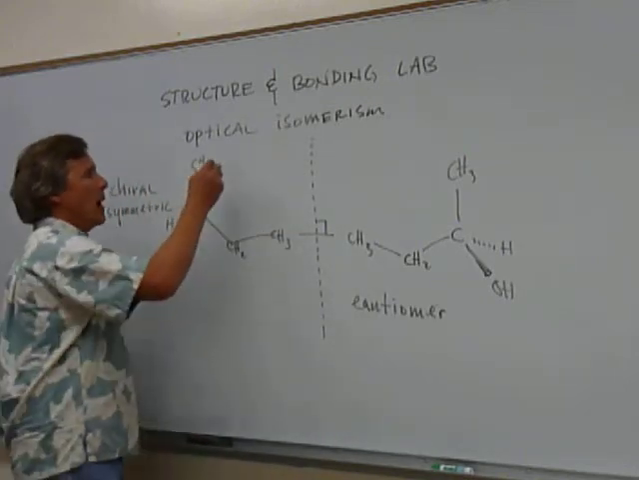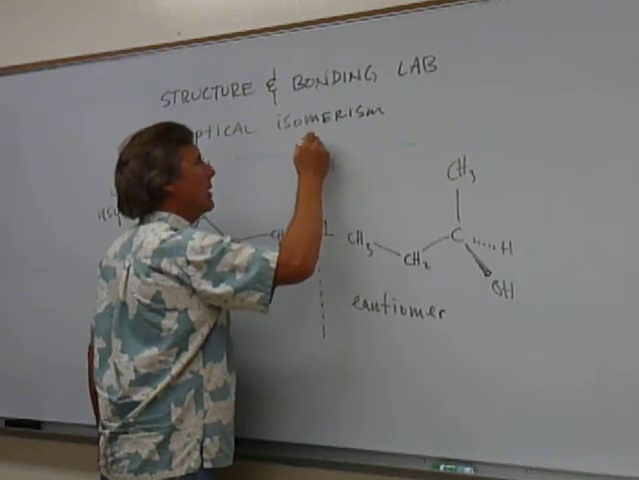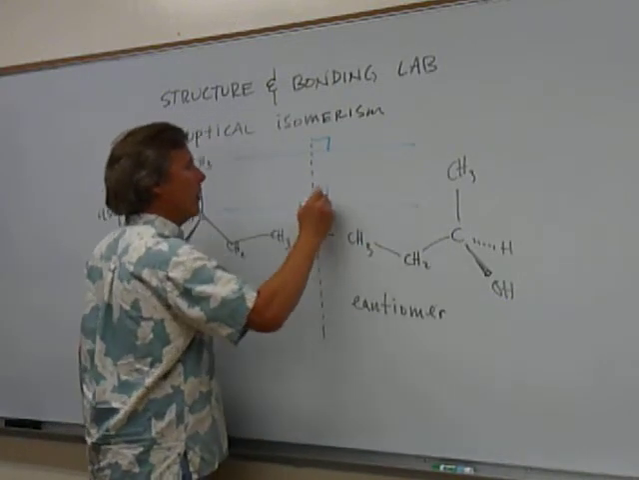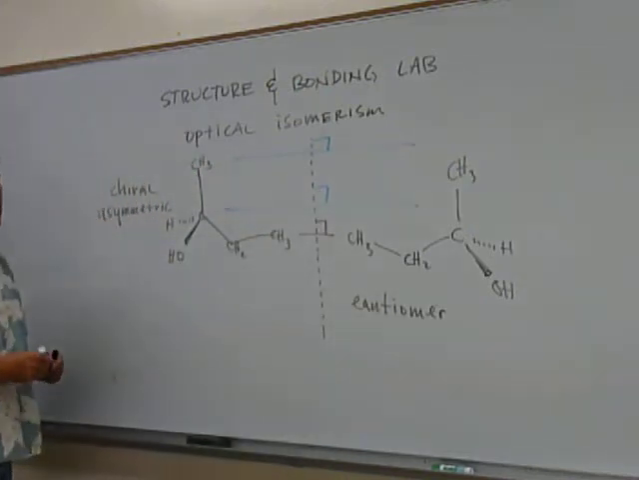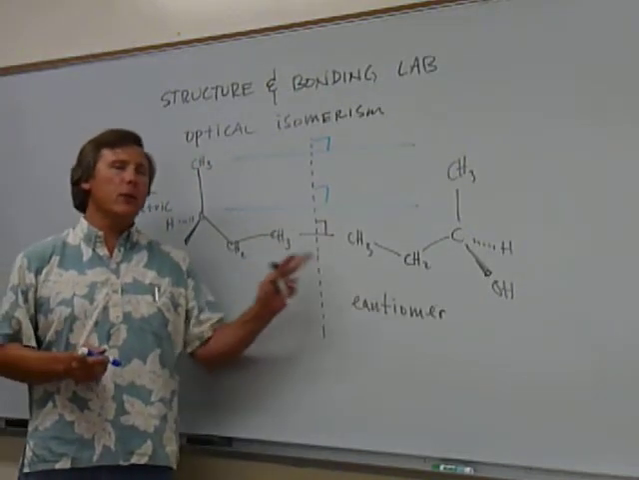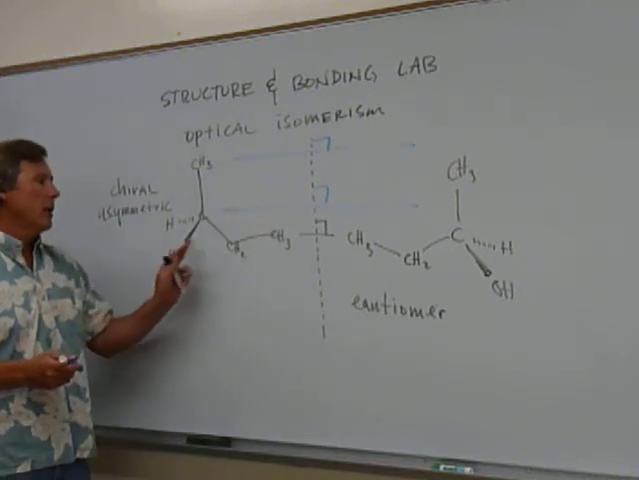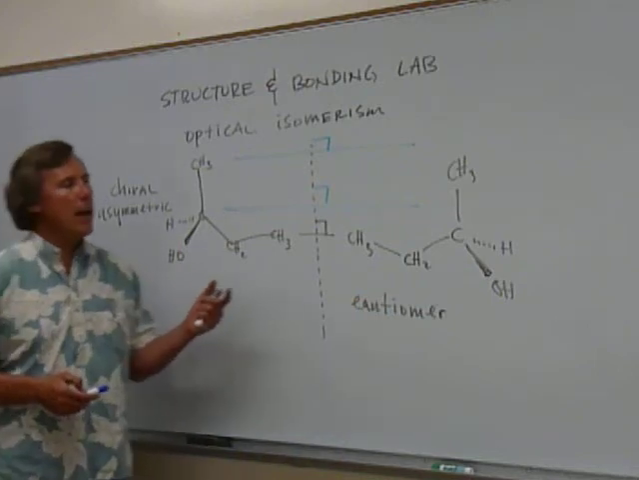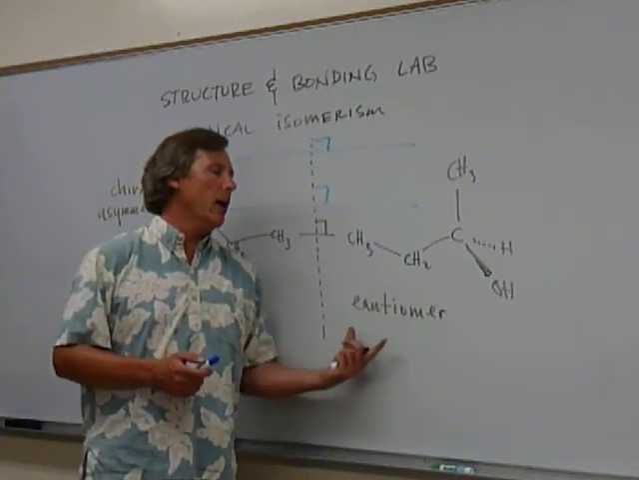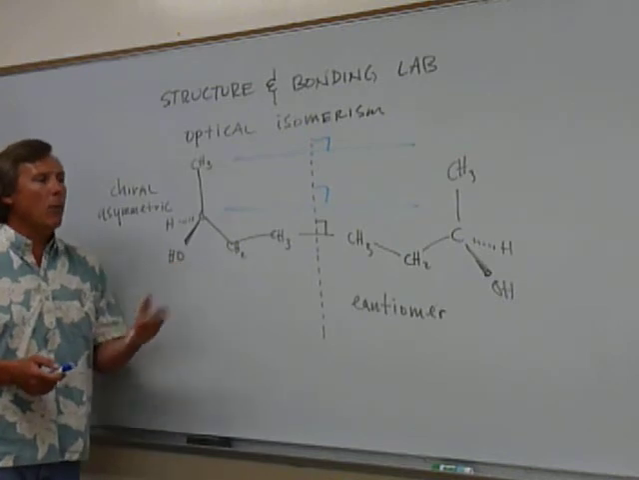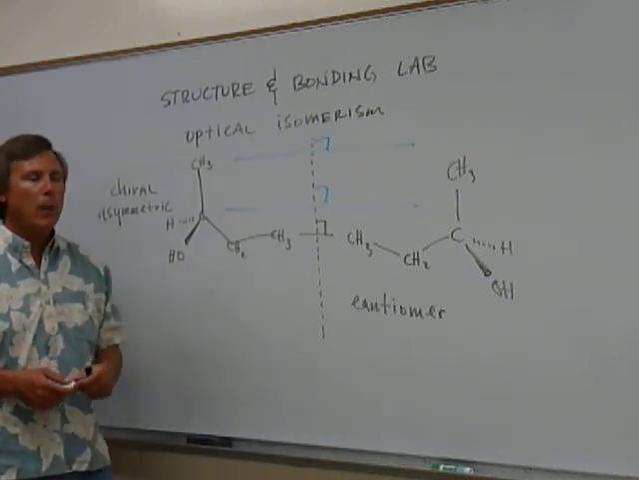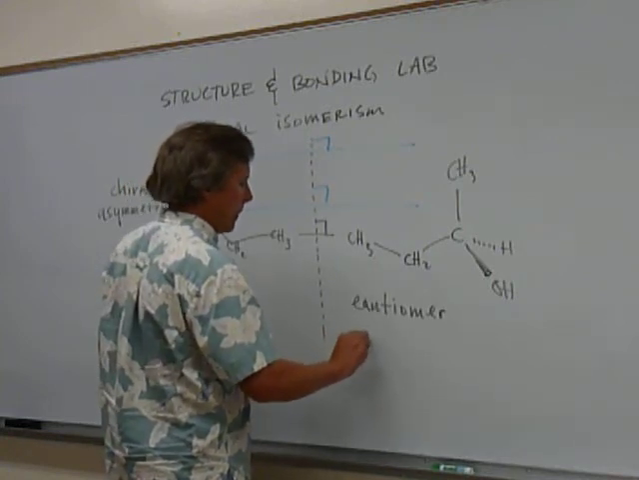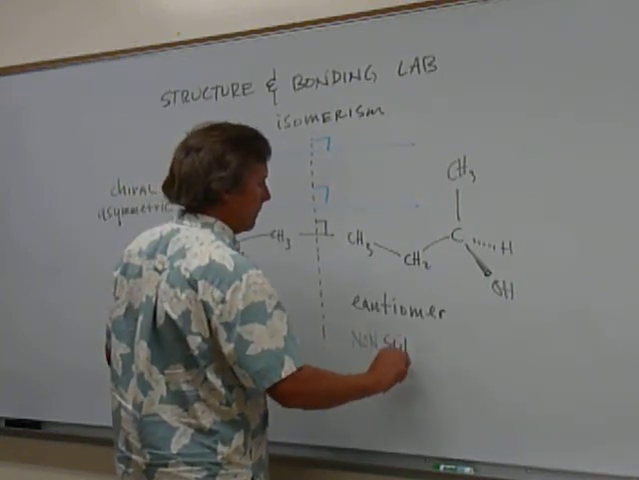And notice that when I drew the mirror image, I reflected directly across at 90-degree angles. And I drew the mirror image of this asymmetric chiral molecule. And so I have a mirror image of this chiral molecule called an enantiomer, and it's non-superimposable. What does that mean?